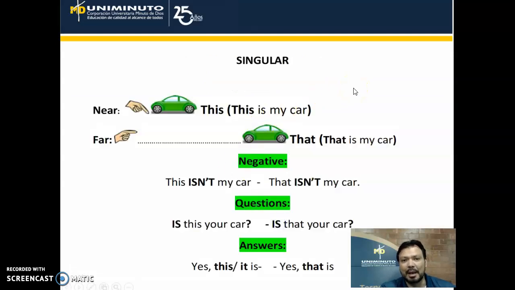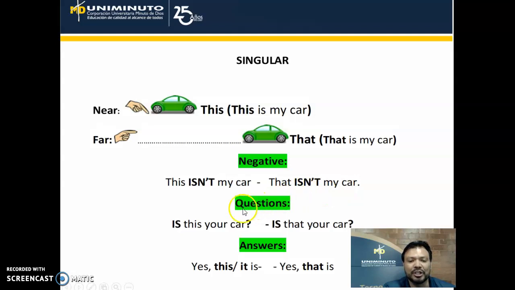These are some examples. Pay attention. In singular, you use this when the object is near, and you say, "This is my car." When the object is far, you say that. "That is my car." Now we're going to work in a negative form. "This is my car." "That isn't my car."